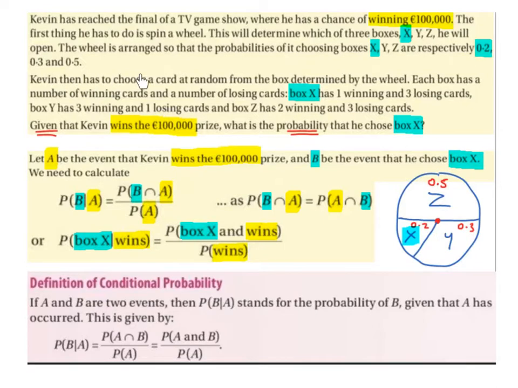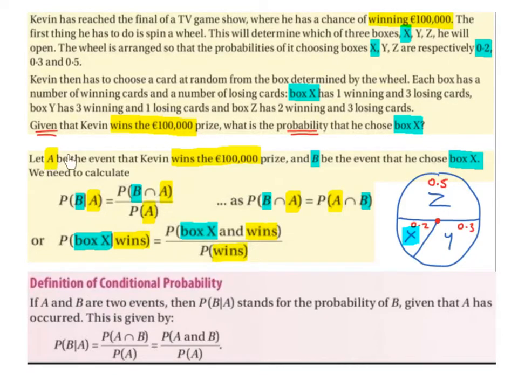Kevin then has to choose a card at random from the box determined by the wheel. Each box has a number of winning cards and a number of losing cards. Box X has 1 winning and 3 losing cards. Box Y has 3 winning and 1 losing card. And box Z has 2 winning and 3 losing cards. Given that Kevin wins the €100,000 prize, what is the probability that he chose box X?